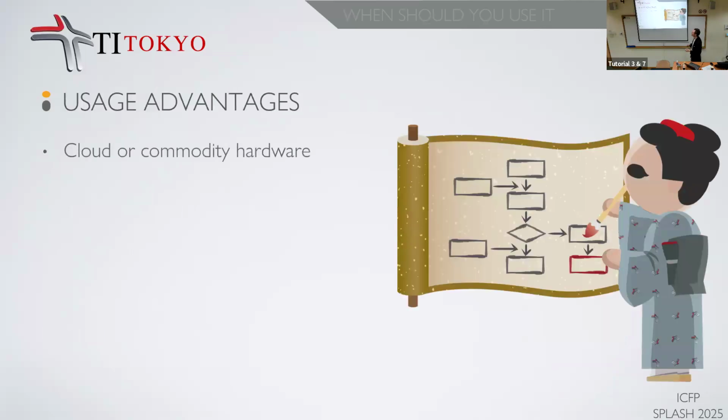So, usage advantages. OpenRiak runs on cloud or commodity hardware. How commodity are we talking here? In Japan, I have to file taxes on cryptocurrency. That means for every single transaction I make, I have to register it with the Japanese tax office saying how much was the transaction for, what point in time did it happen, and what was the equivalent in Japanese yen at that point in time, which is an absolute nightmare.